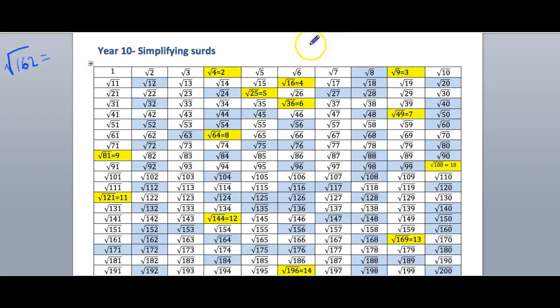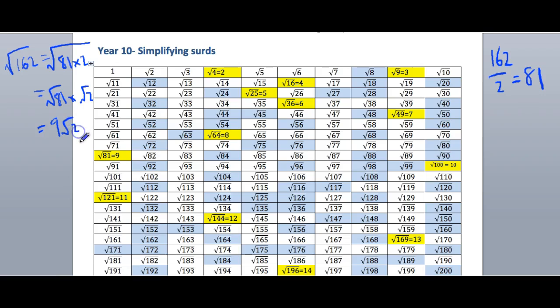Okay, so 162 divided by 2. Okay, so half of 160 is 80, so it's 81. Ah, 81 is a perfect square. There we go. 81 times 2. Okay, so if you're not sure, just halve the number. That might give you the number that you need, the perfect square you need. Okay, so that's 9 root 2.